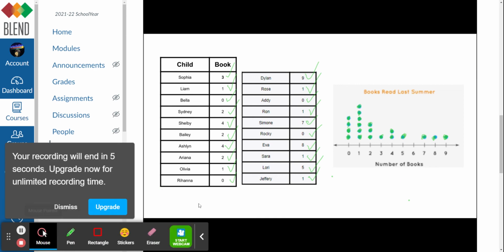So that's how we use a dot plot. There's some activities if you press next.